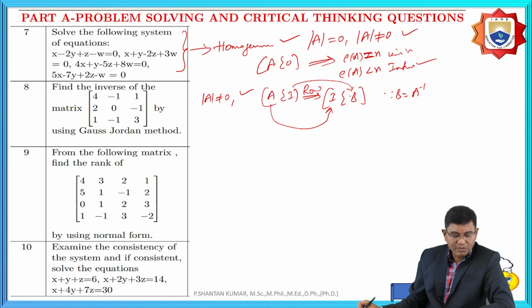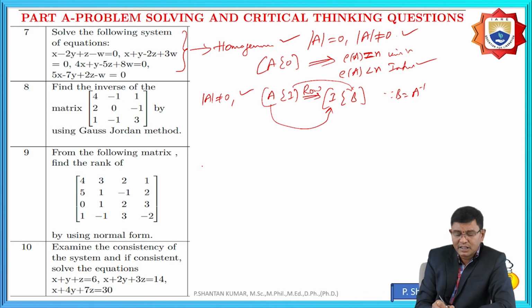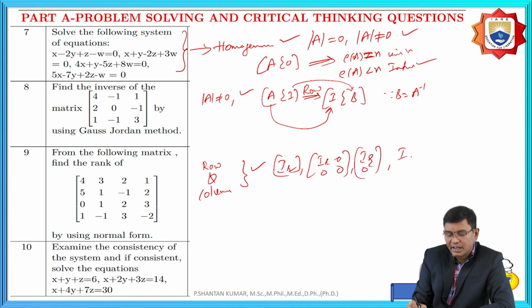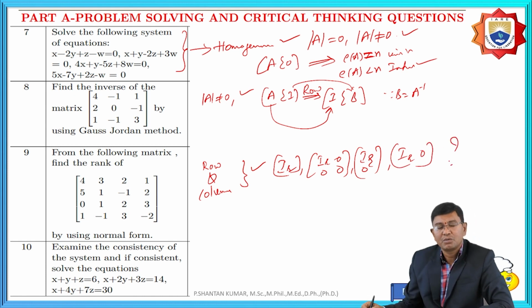And next one, from the following matrix find the normal form. The normal form is also nothing but using the row and also the column operations. We need to reduce it to any one of the forms, that is Ir, [Ir 0; 0 0], [Ir 0], or [Ir; 0], which we get by using the row and column operations.